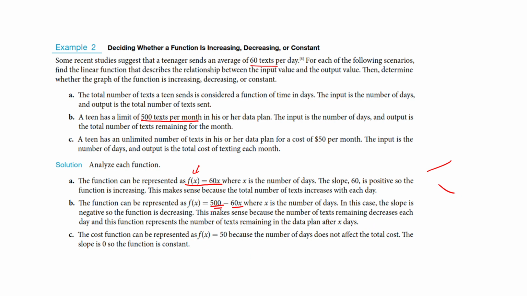Okay, now they're saying that this is an unlimited plan. It's simply $50 per month in order to do this. So it doesn't matter how many texts are sent per day. It doesn't have anything to do with it. We just simply have to pay the $50. And that's the total cost, no slope, so a constant function.